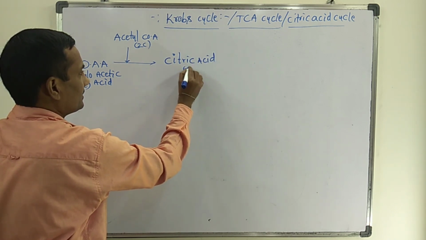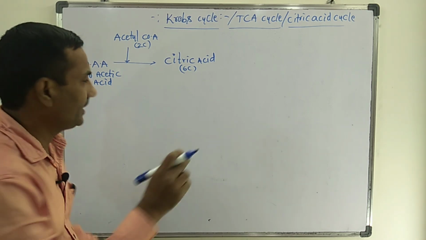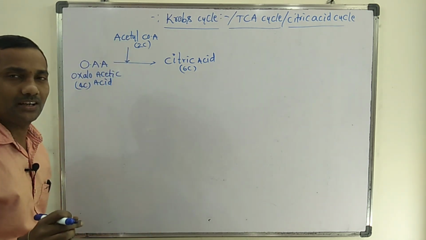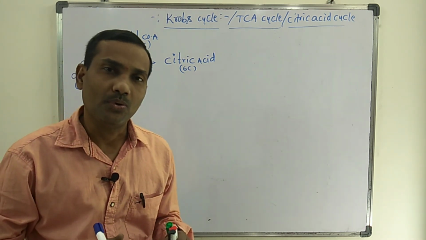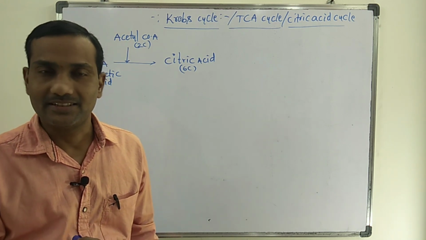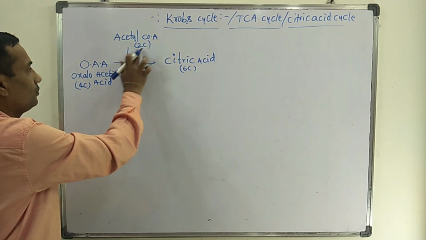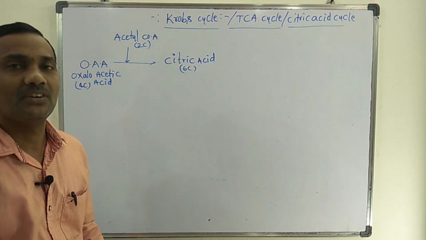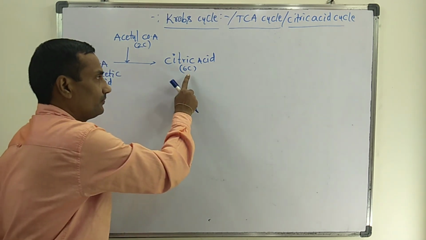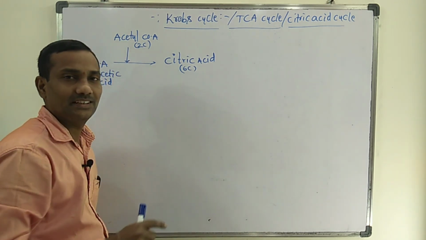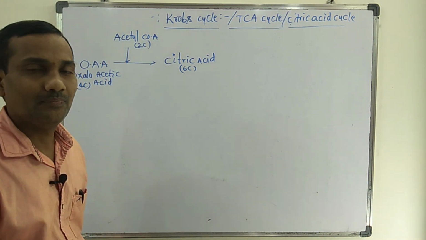Citric acid is a 6-carbon compound. That is formed because of these two chemical compounds. Acetyl-CoA condenses with OAA, oxaloacetic acid. It is a 2-carbon compound, this is a 4-carbon compound. 2 plus 4 leads to formation of a 6-carbon compound, that is citric acid. The first formed compound is citric acid. So this pathway is otherwise known as the citric acid cycle.